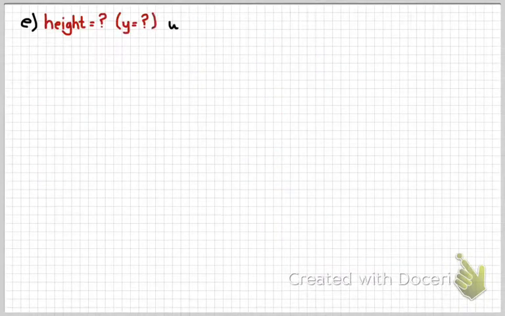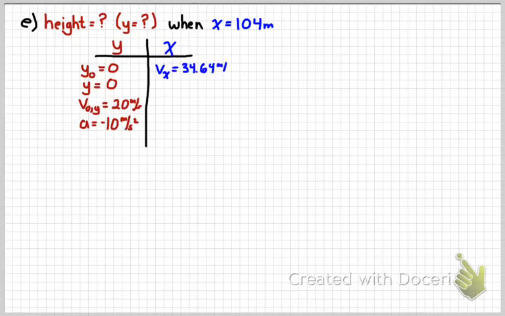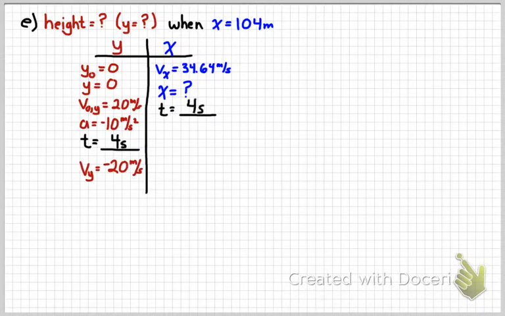Part E of this question wants us to find the height, so again y, when x is equal to 104 meters. So we may have a fence that's at 104 meters. Question is, does it go over the fence? So again, just copying my table from the previous slide. What things are going to be different, what things are going to change? So my initial conditions still are the same. My acceleration is still the same, but everything else is going to change.